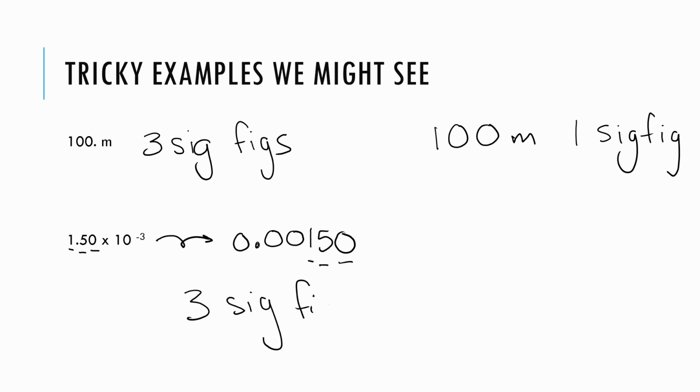We can use our scientific notation to also determine our sig figs and determine our precision. It's written in a way that we can use that first factor.